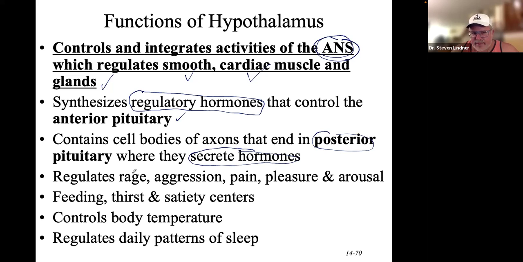The hypothalamus regulates rage, your aggression. It's involved with pain, pleasure, arousal, when you're hungry, when you're thirsty, body temperature, sleep. Hypothalamus is a very, very important region. It's also involved in a lot of eating disorders. When there's damage to the hypothalamus, this is when you see documentaries of like the 1,000 pound woman or the 1,000 pound man.